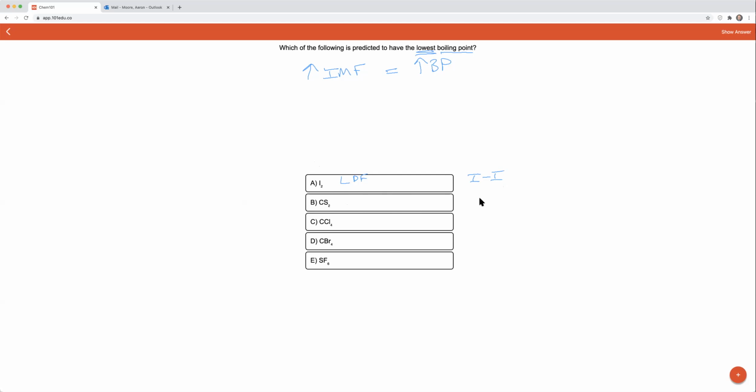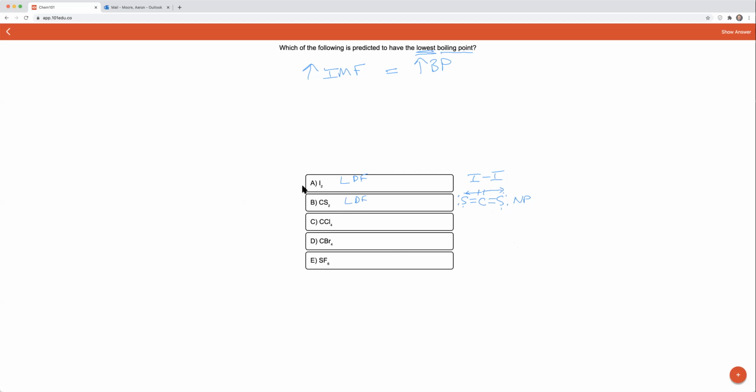But when you do the Lewis structure, you get this. It looks just like carbon dioxide, except the two atoms connected to the carbon are sulfur instead of oxygen. Remember that these are polar bonds. The sulfur is a little bit more electronegative than the carbon, but they cancel each other out. So this is also a nonpolar molecule. All right, so it just has the London dispersion forces.